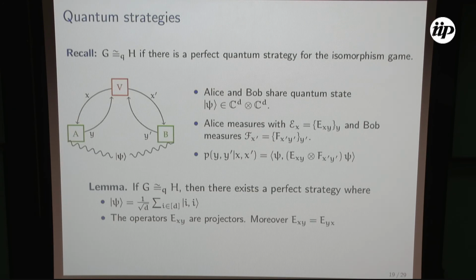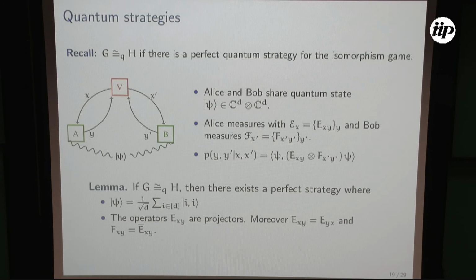In addition, Alice's and Bob's operators are not independent from one another. Alice's operators actually give Bob's operators if you just take the complex conjugate of the corresponding operator. And also, if you swap question and answer, so if you ask about the operators EXY and EYX, where this one corresponds to Alice getting vertex X and responding Y, and this one corresponds to her getting Y and responding X, those operators are the same.